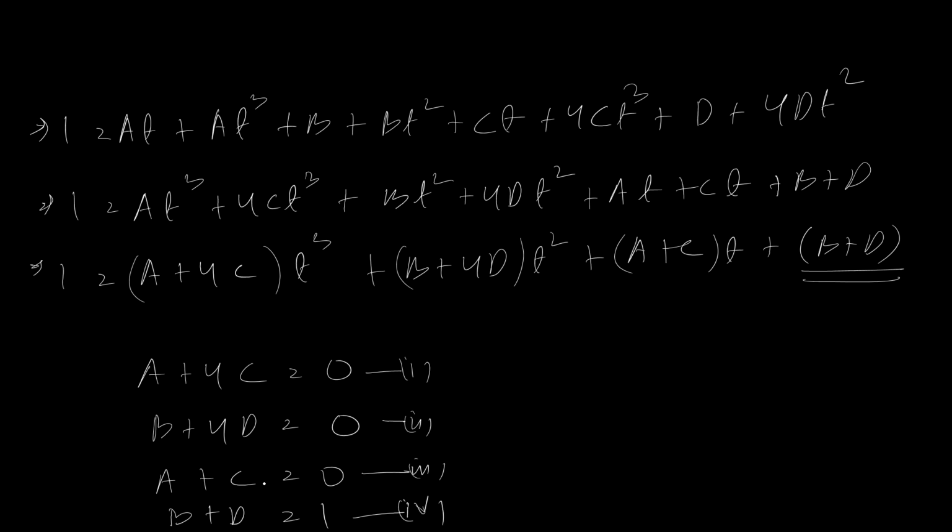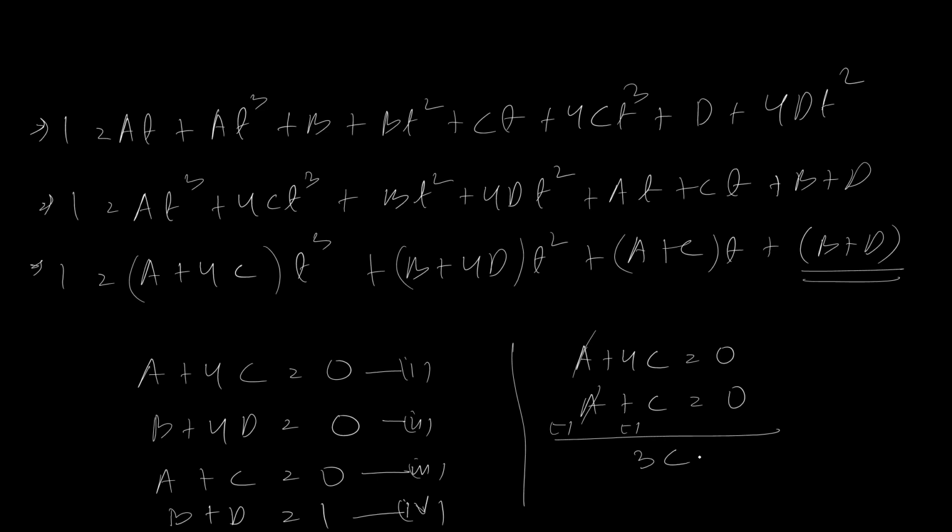Let's take equation 1 and 2, let's write them together. So this is a plus 4c is equal to 0 and a plus c is equal to 0. If I subtract these two equations, a and a cancel out, this will be 3c is equal to 0, c will be equal to 0. C value, if I put it in equation 3, I will get a value also is equal to 0. I got c value and a value as 0.